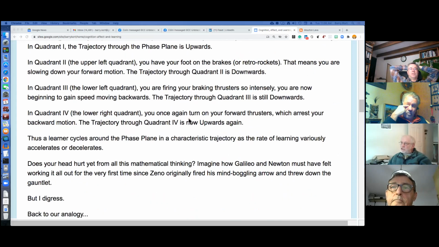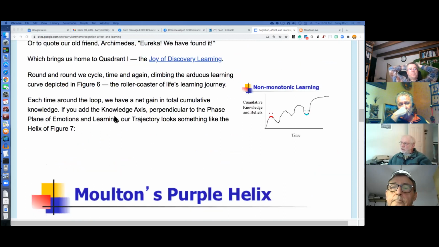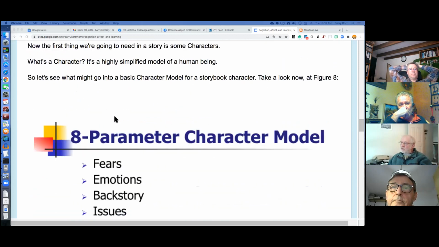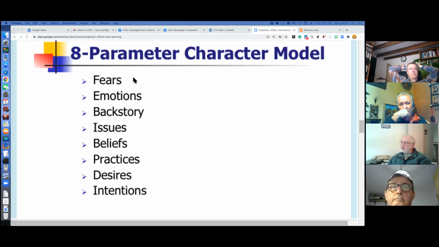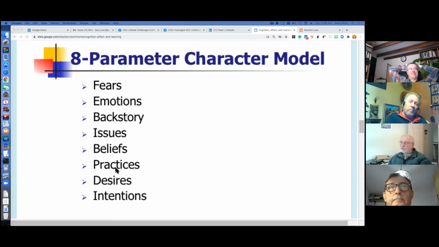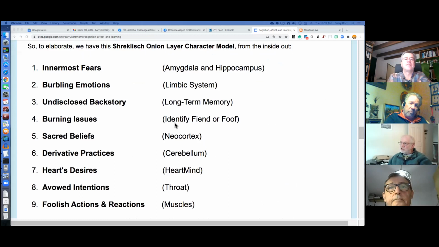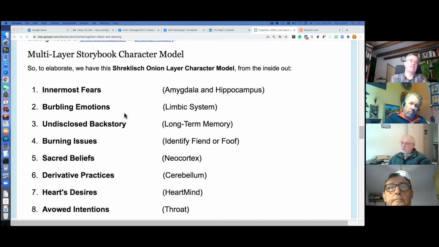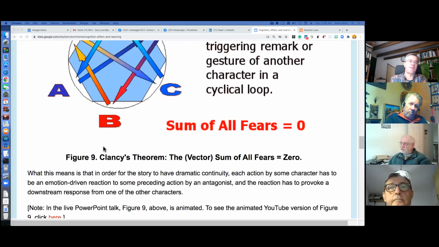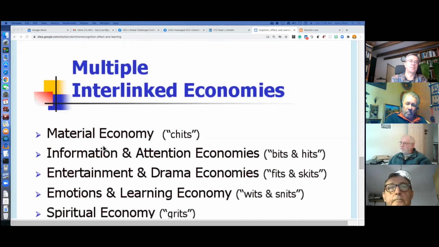Once you've got this basic model with these 4 quadrants, you can go on to the next level, which is drama theory. I won't do that today because that's going to be too much to talk about. But in the chat, I gave you the link to this webpage, which has this whole story of drama theory, emotions and learning, and even some economic theory.